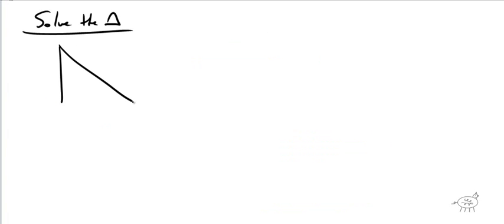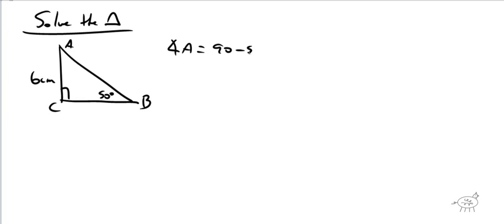Again, this is going to be solve a triangle. And I'll give you some information. This is our A, B, C with a right angle at C. This is 6 centimeters. And this is 50 degrees. Okay, so how do you find, the first thing you're going to do is find angle A. That's easy. It's just 90 minus 50, which is 40 degrees. Okay, so that's pretty easy.